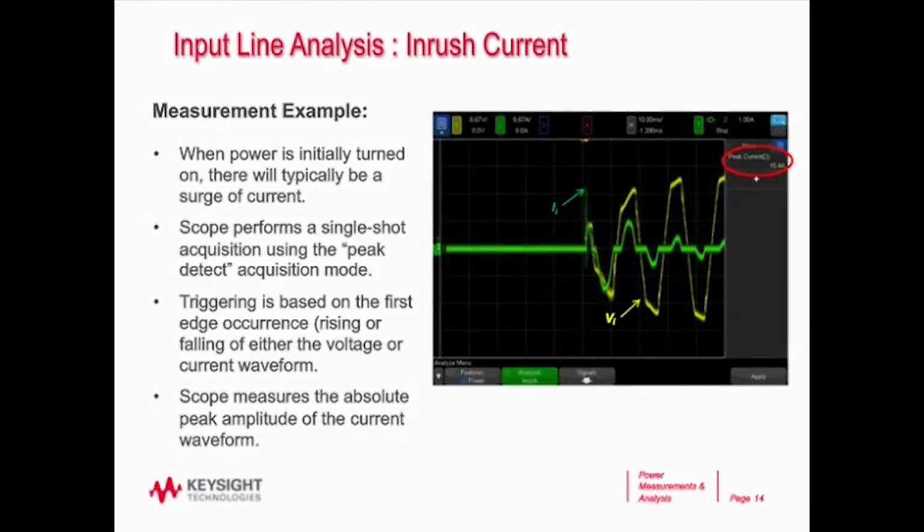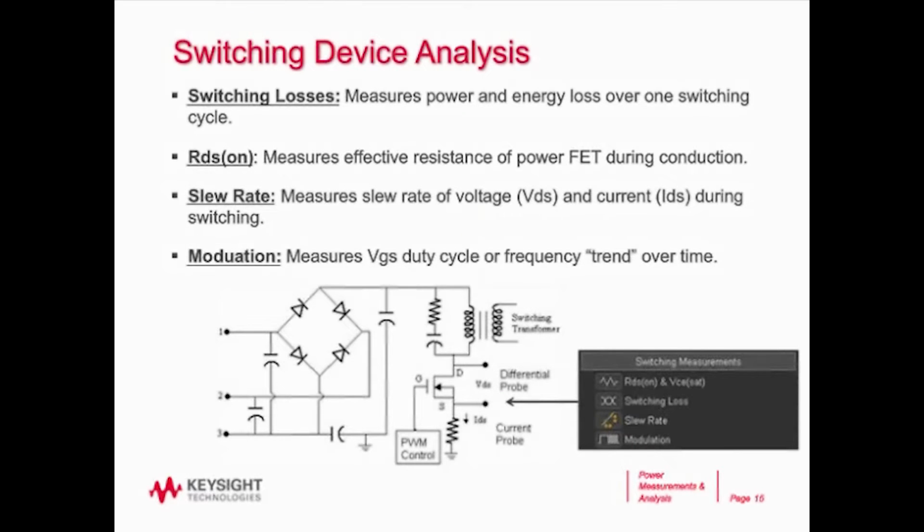Let's now take a look at switching device analysis. There are 4 measurements we're going to go through. Probably the one people are most interested in is switching losses. That's where a lot of the losses occur during power regulation. RDS on, slew rate, and then modulation analysis.